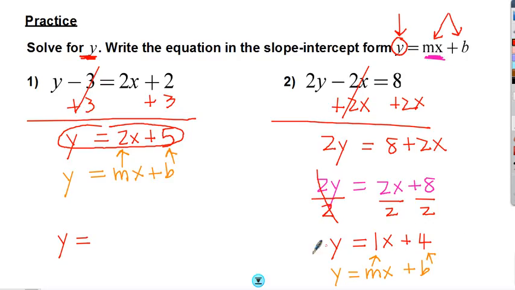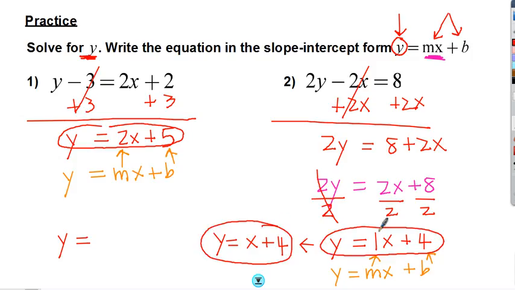And for people who don't like writing that 1 extra, you can just write it as y equals x plus 4. It's the same thing. You just have an invisible 1, and the slope is still 1. So both of these are correct.